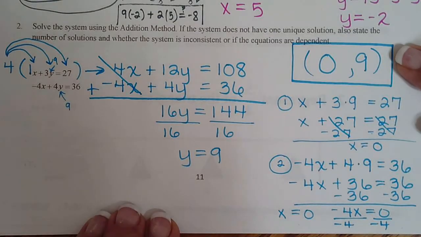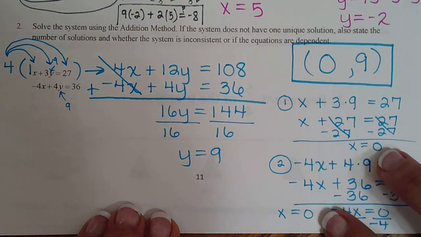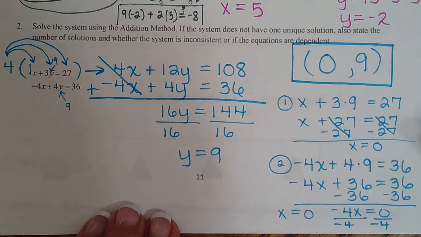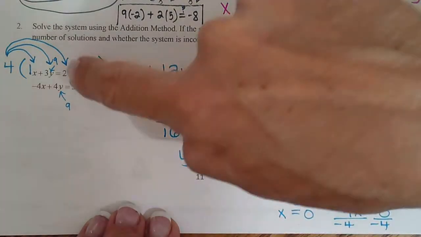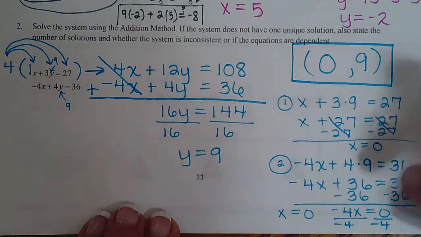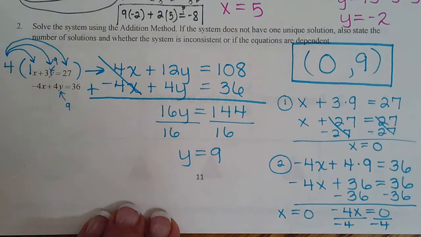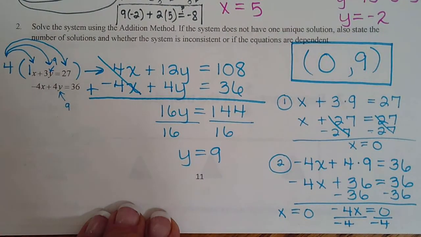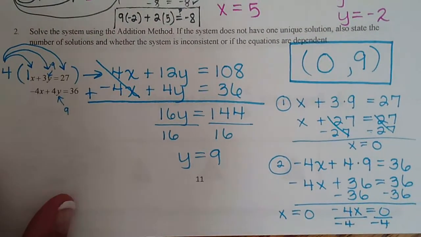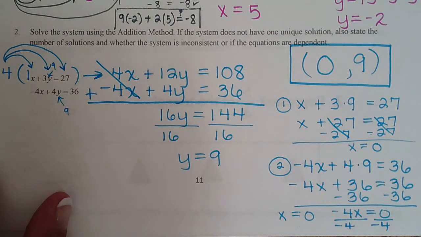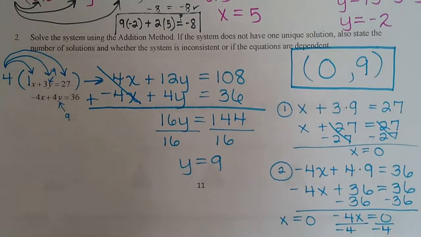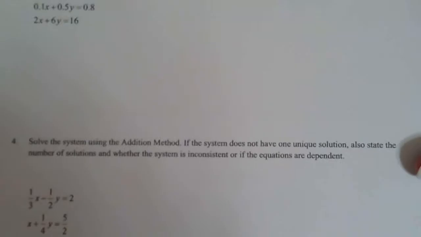So we don't have to do a check, because I plugged it into both and got the same answer for both. So that's the same thing as doing a check. Saves me a lot of time doing it that way, right? So once you get the first one, plug it into both. If the answer is the same, there's your check. Boom. (0, 9) is our point of intersection, or our solution to the system. Okay, let's go ahead and move on to the next page.